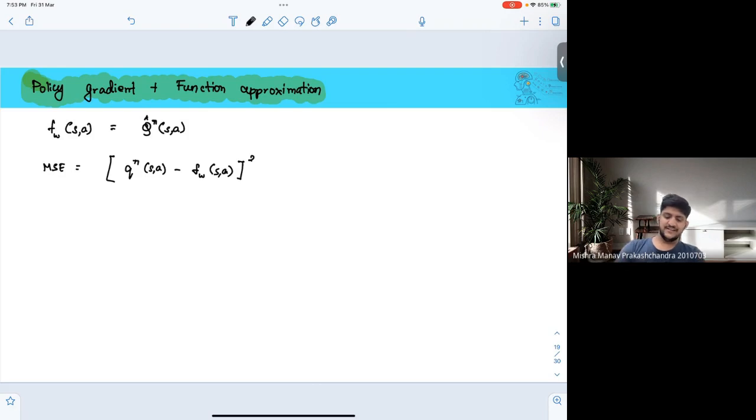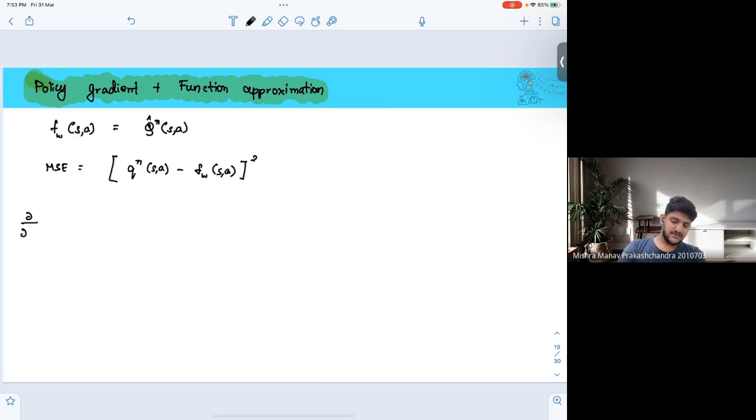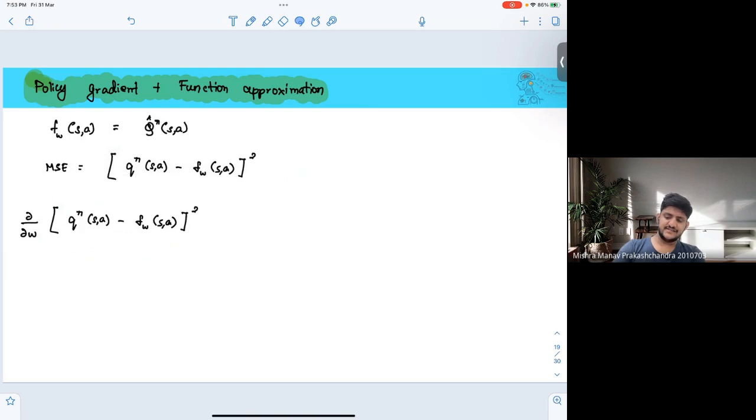Now, if I take the derivative of this whole quantity, then what I'll get is simply, the 2 vanishes, I have q pi s comma a minus f w s comma a times d by dw of f w s comma a.